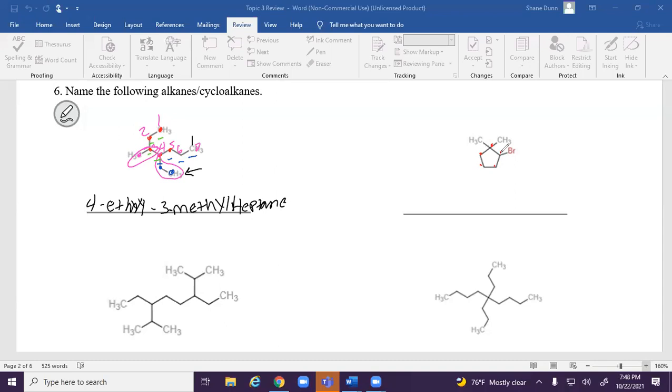1, 2, 3, 4, 5. So, what's the main structure? Cyclo what? Pentane, cyclopentane, because it's a ring.